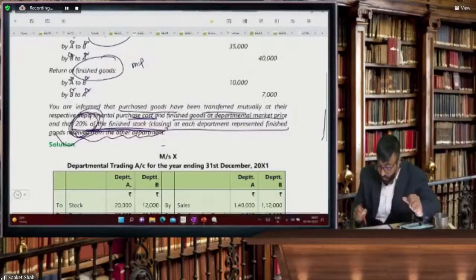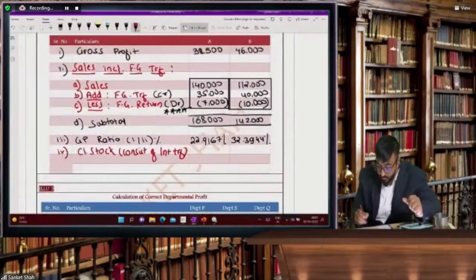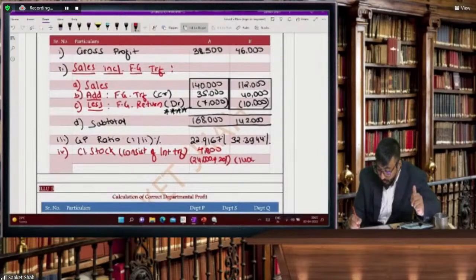20%. What is the closing stock of finished goods? Yes, 24,000. And its 20% is internal transfer: 4,800. Very good, beta. And the second one is 14,000 into 20%, 2,800.